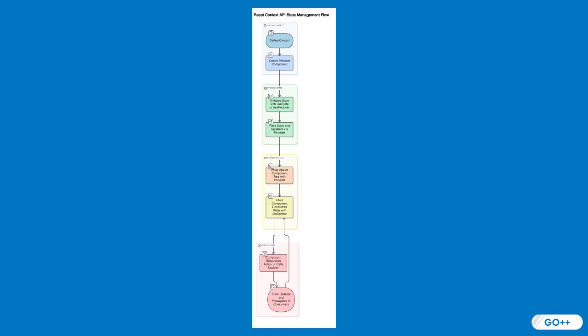Then we have hooks, introduced in React 16.8, which allow you to use state and other React features without writing a class. They provide a cleaner and more functional approach to managing state. Two hooks you'll frequently use are useState for local component state and useContext to access context values. By combining these tools, you achieve a streamlined state management system that enhances both scalability and maintainability.